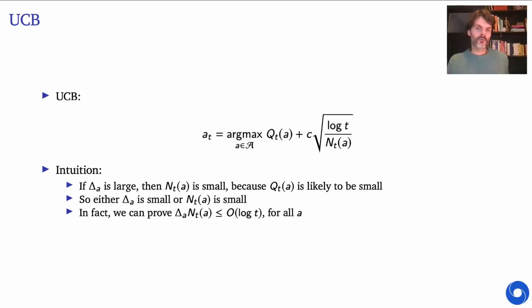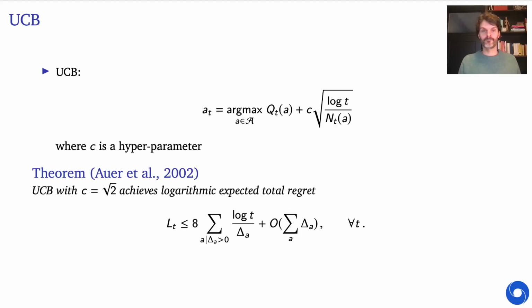But in fact, it turns out we can prove that in total, the product of this gap times the count will be bounded by the logarithm of t for all actions. And that means that we have now established an algorithm which has logarithmic regret as an upper bound. Because we know that the regret is also logarithmic as a lower bound, this means that we now know that the algorithm will have logarithmic regret.